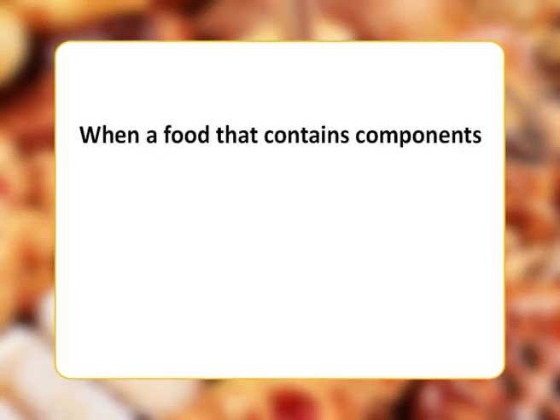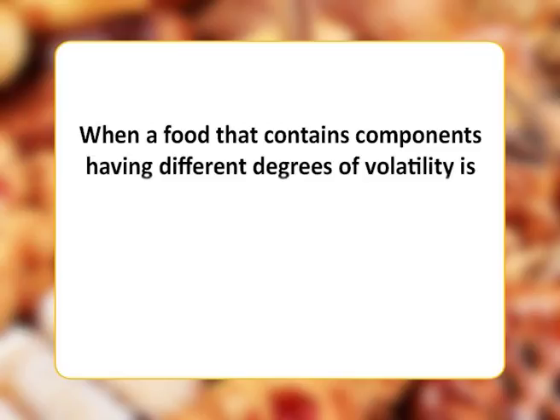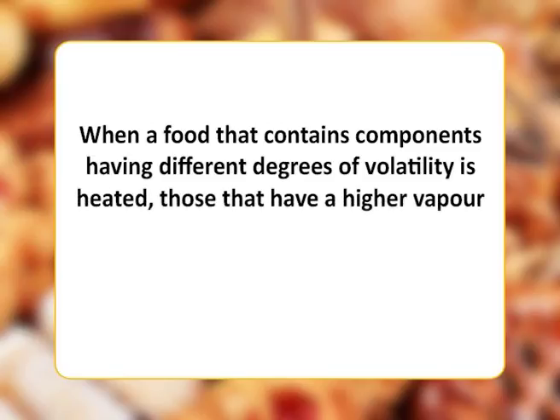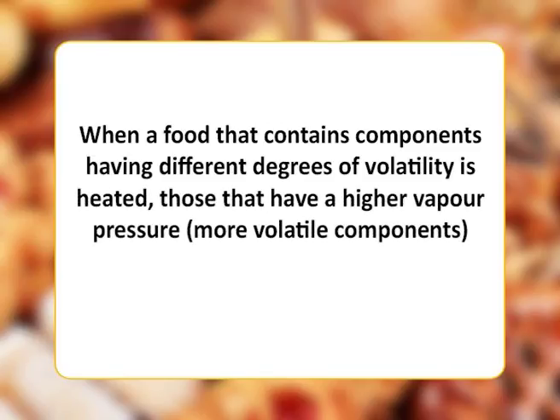When a food that contains components having different degrees of volatility is heated, those that have a higher vapor pressure, that is, the more volatile components, are separated first. These are termed the distillate, and the components that have a lower volatility are termed bottoms or residues.